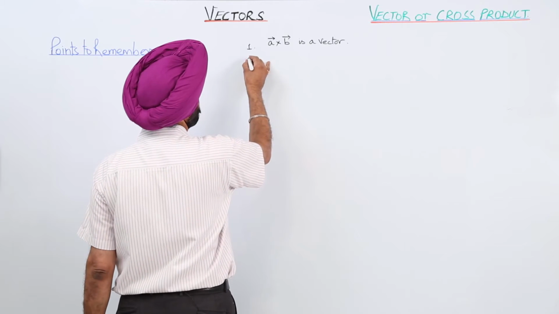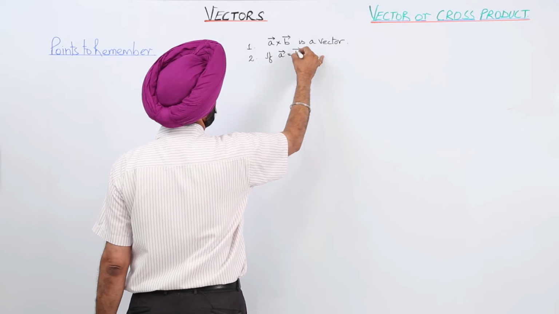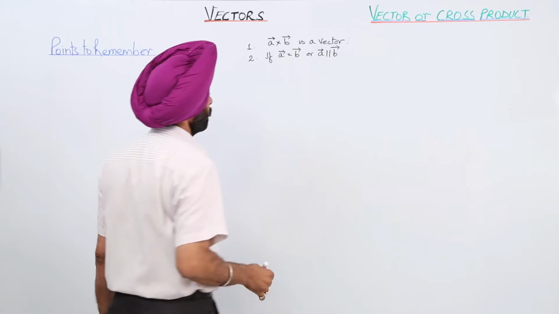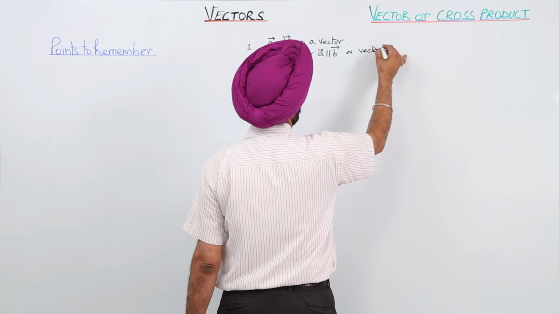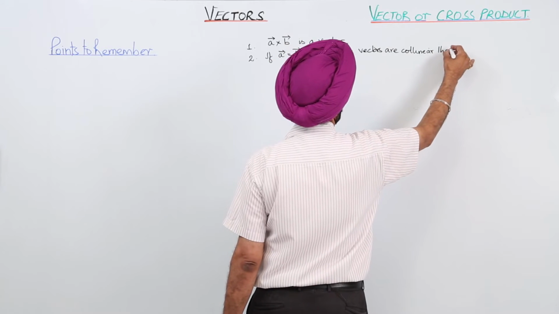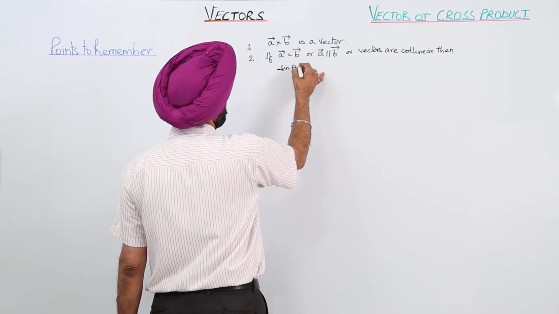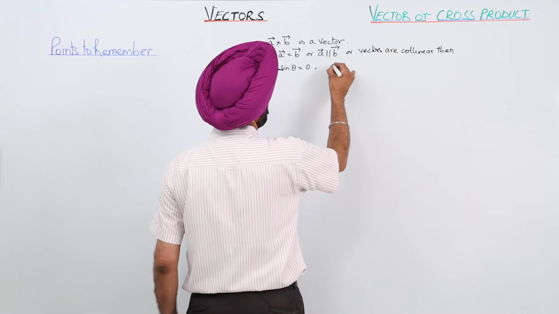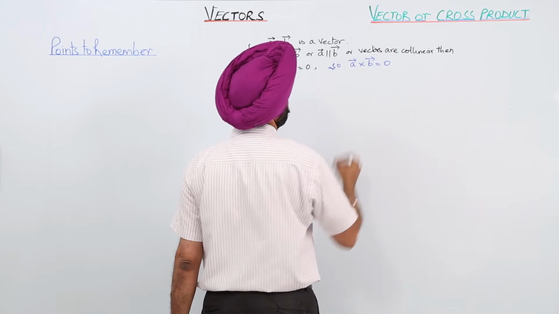Point number two: if vector A is equal to vector B, or vector A is parallel to vector B, or the vectors are collinear, then sin theta will be 0, so vector A cross vector B will be 0.